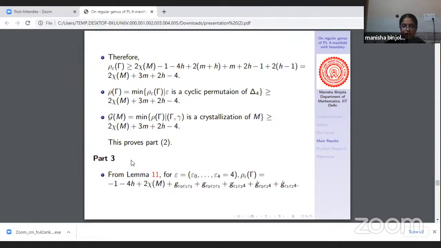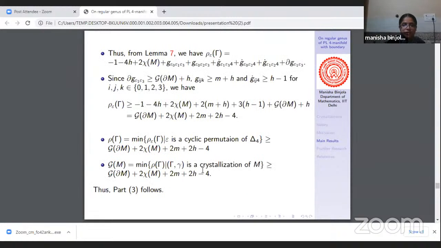Then we go to part 3. We are using lemma 11. Lemma 11 is the most important thing we are using everywhere. Now using lemma 7, and these things we have already used in the earlier parts, we give a lower bound for rho epsilon gamma, and then again a lower bound for rho gamma, and since it is true for any arbitrary crystallization, we get the regular genus of M.